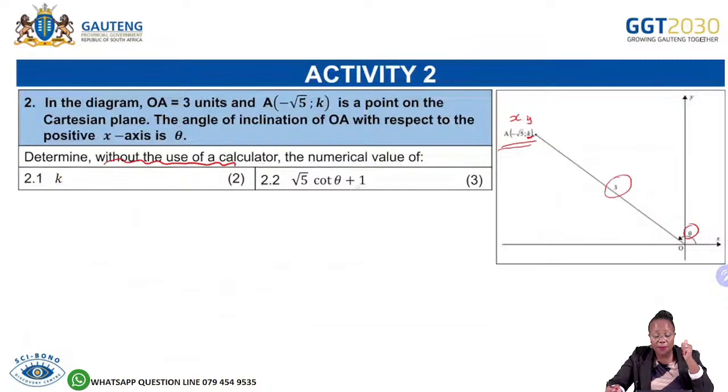Grade 12, I'm giving you 3 minutes to do this activity. After 3 minutes, we will be reflecting back. Your 3 minutes starts now.